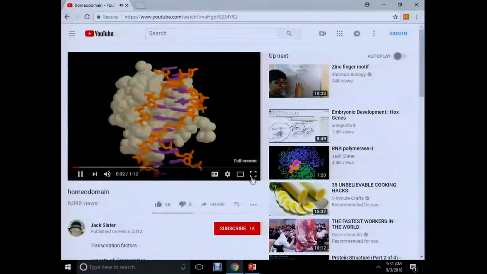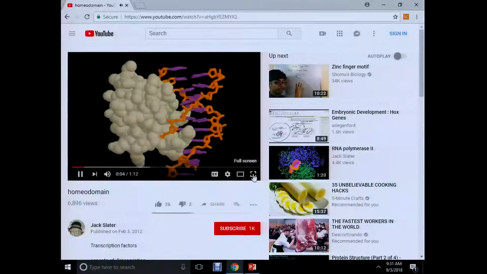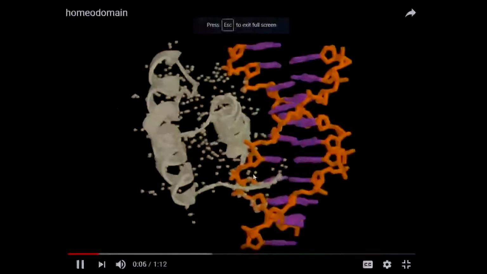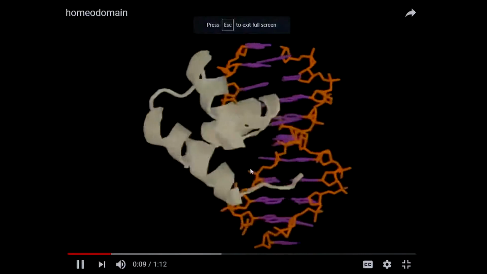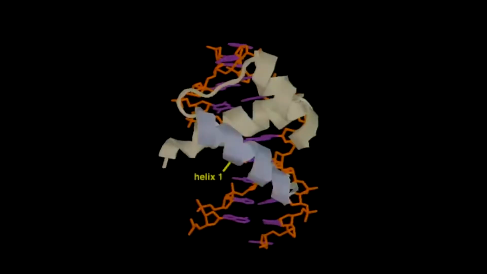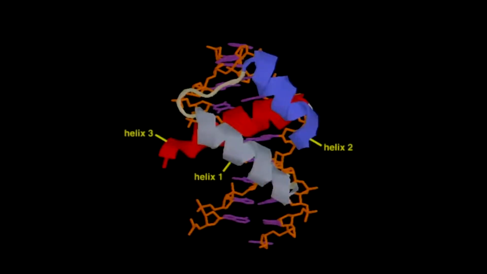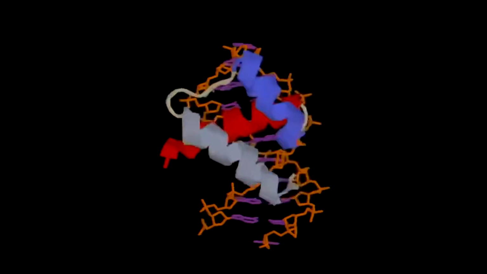Homeodomains are found in many transcription regulatory proteins and mediate their binding to DNA. A single homeodomain consists of three overlapping alpha helices packed together by hydrophobic forces. Helix 2 and helix 3 comprise the DNA binding element, a helix-turn-helix motif.